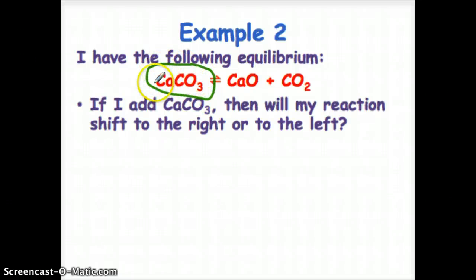So again, if you add more reactants, the reaction is going to proceed to the right side because you want to counteract this change. So your answer is to the right. Oh, I have too much of this. I need to shift the equilibrium reaction to the right to counteract that first change.